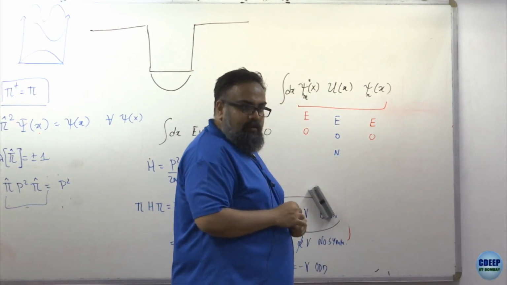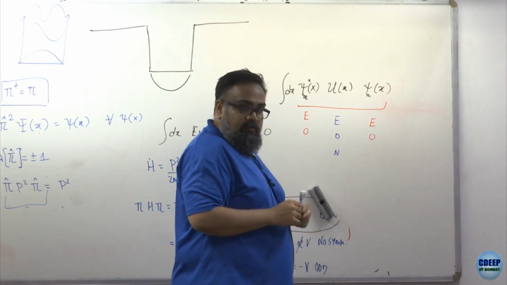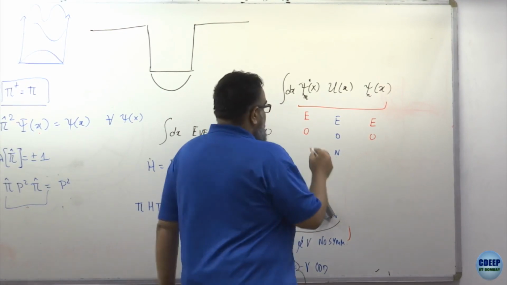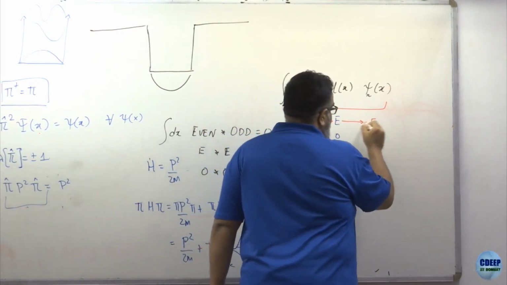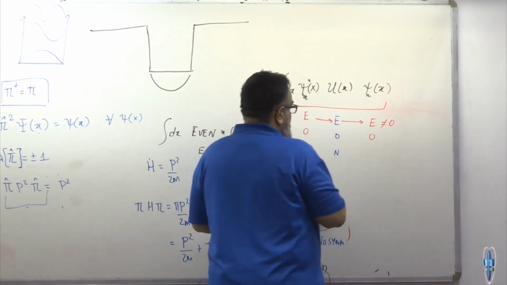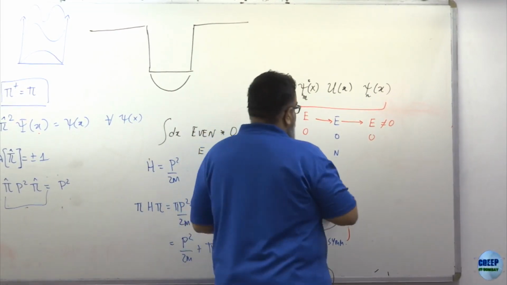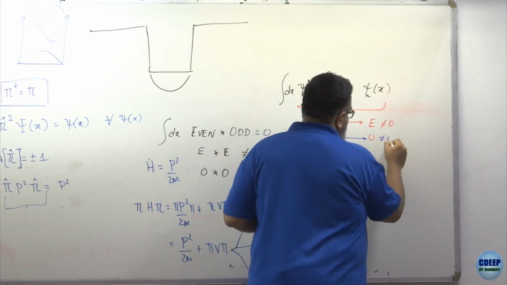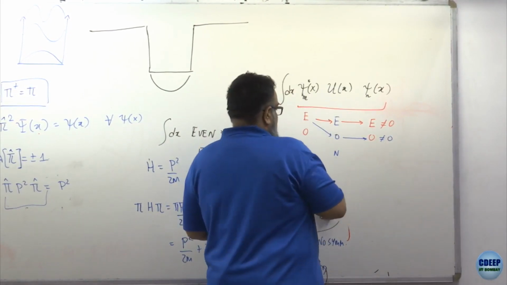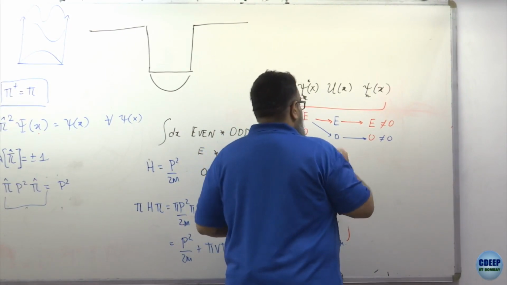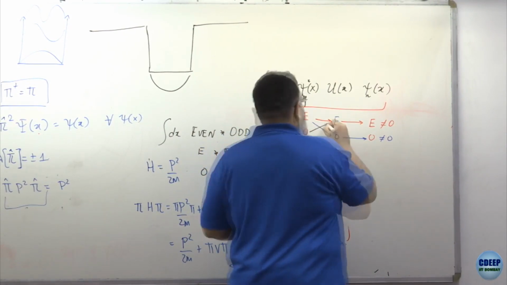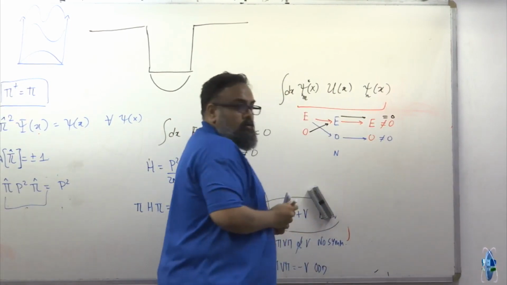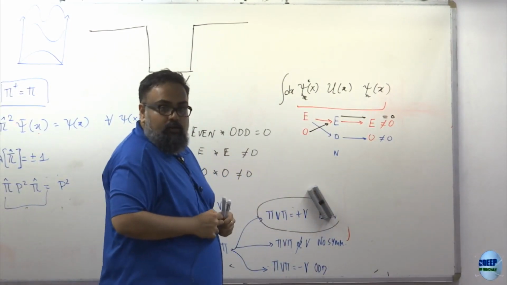Which I'll write as n, right? And if you have this kind of a setup, you can automatically tell which are non-zero terms, right? You can say even times even, this is non-zero, right? You can say even times odd, this is non-zero, right? You can say odd times even, this is zero, right? So on and so forth.